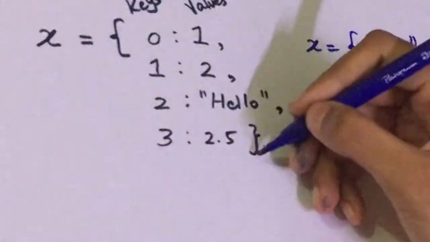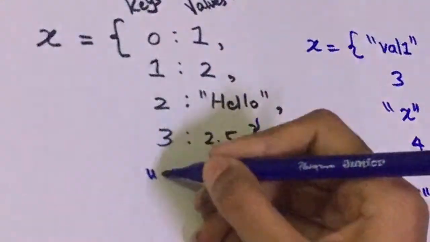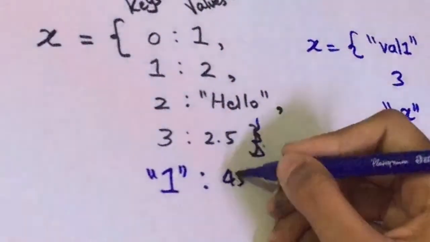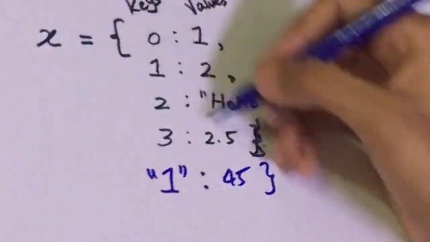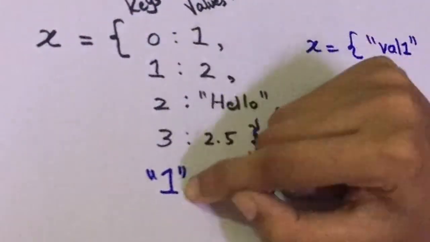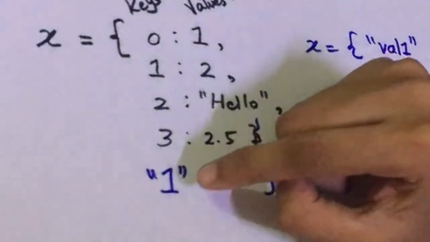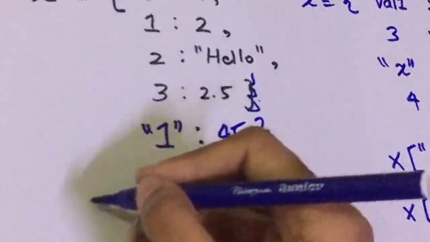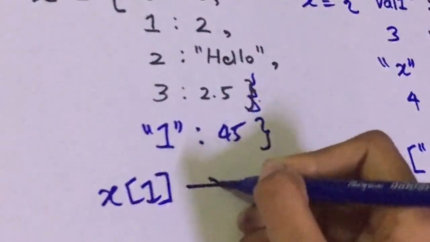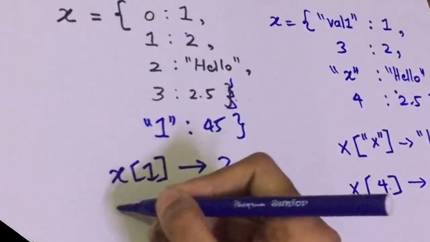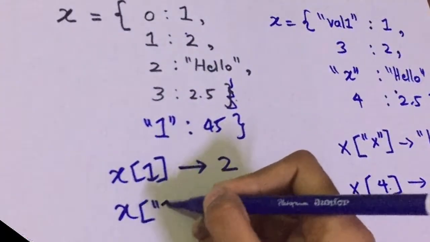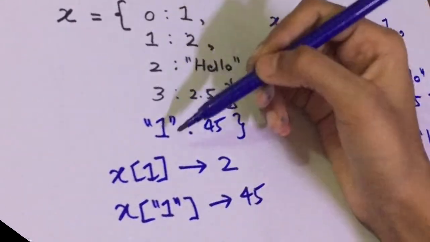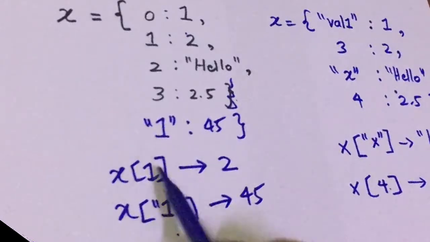So say I have another value here, okay, something like this, and I have a value here 45, and I'm going to close it. So this is the whole dictionary. There are two ones now, but this is a string and this is an integer. That makes a difference. If you access the string x1, it will return 2, but if you access the integer x1, it will return 45. This one has 2, this one has 45. So this is a string and this is an int.